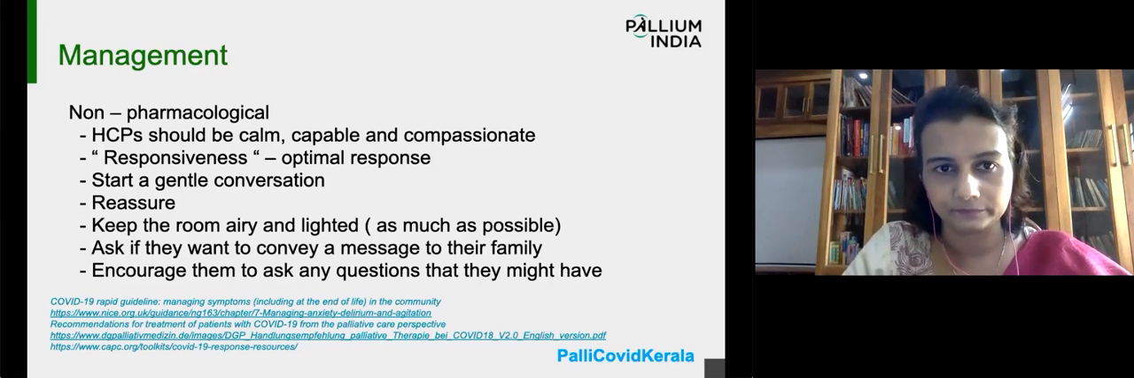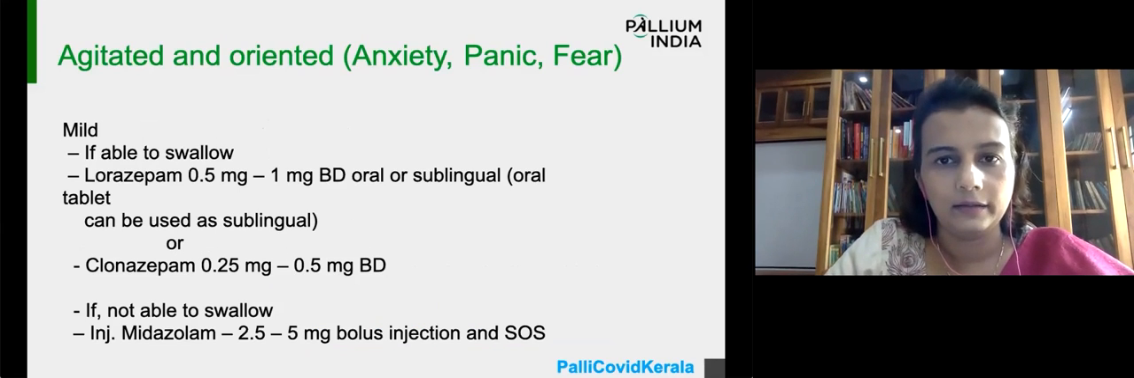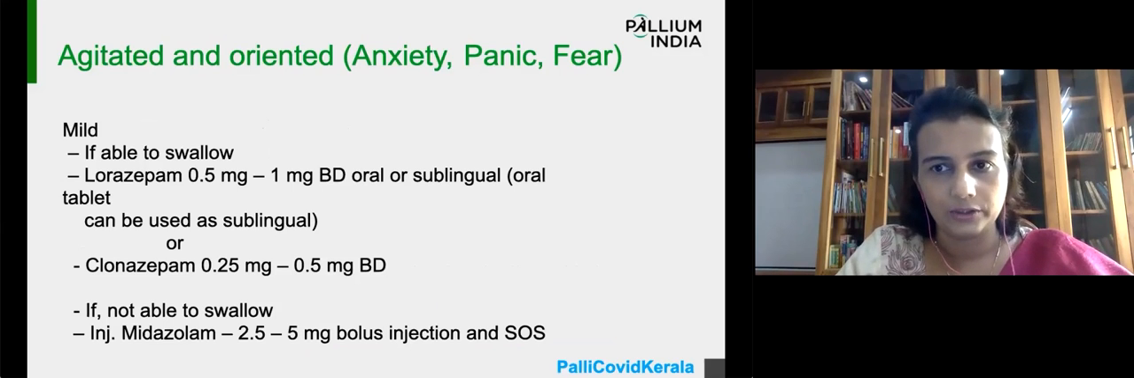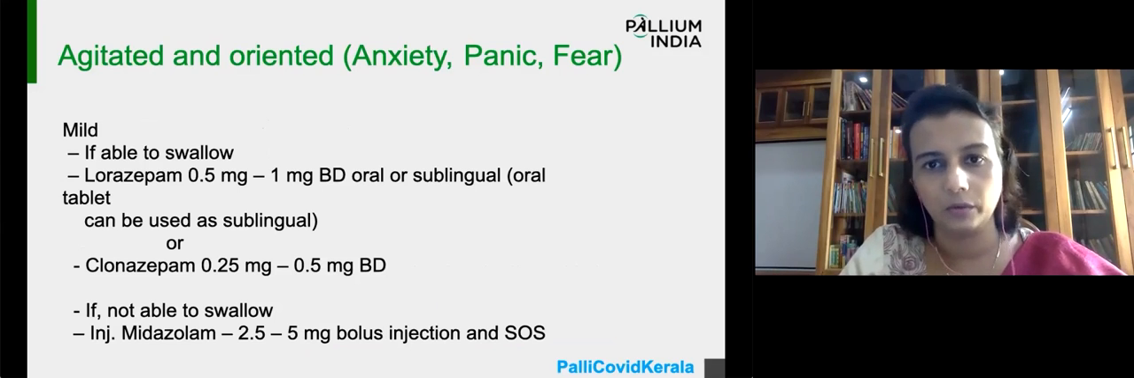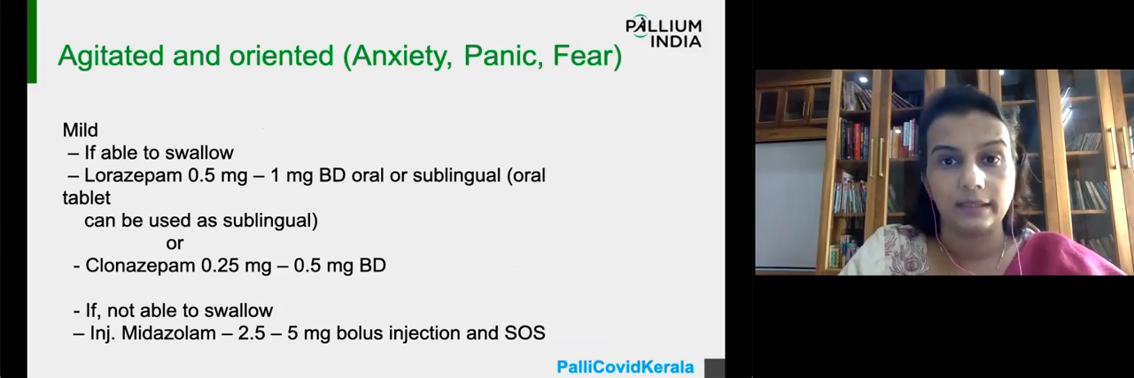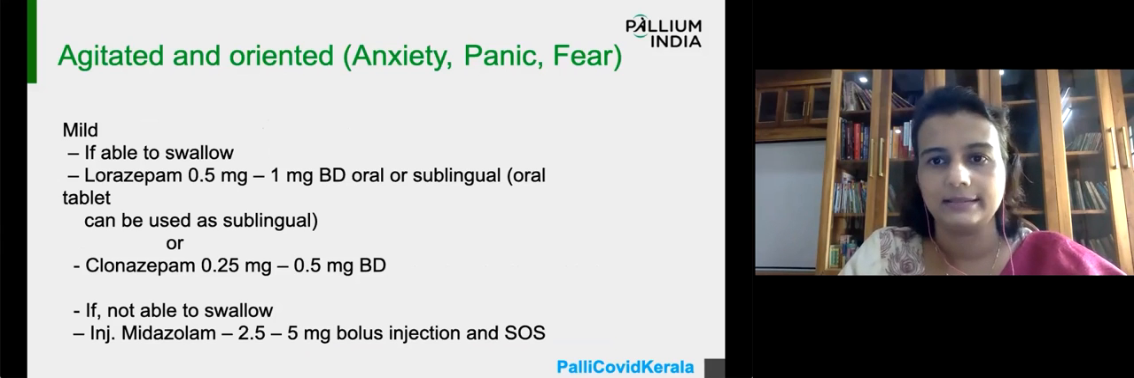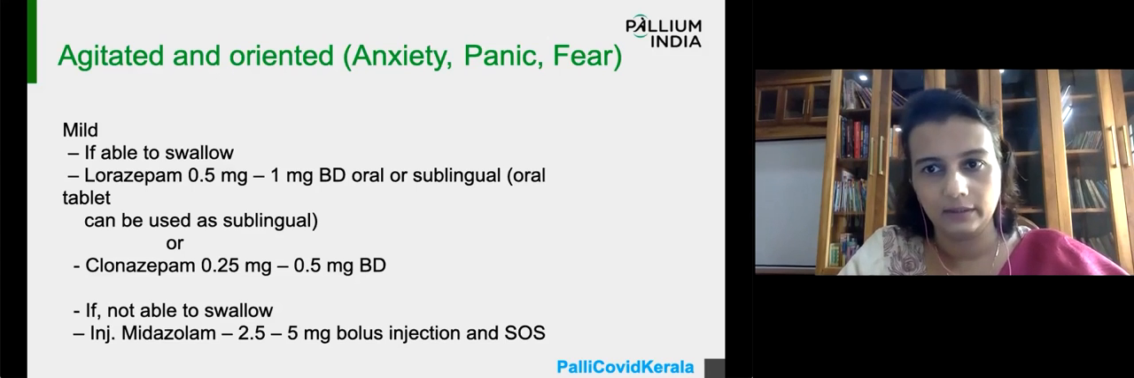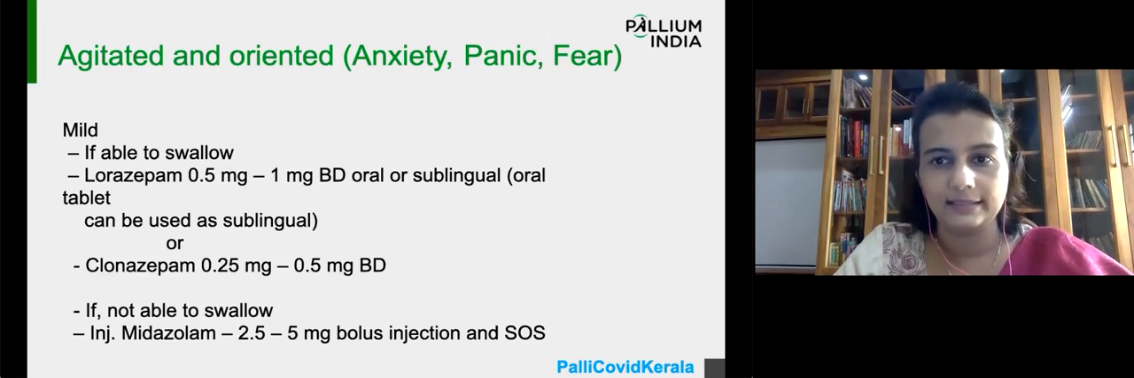Now, again, management wise, according to the algorithm, we have divided into two categories. We've got the agitated patient who's quite oriented. In those patients, just like I mentioned in breathlessness, they're very anxious, but they're still oriented. We can start with a benzodiazepine. If the patient is able to swallow, we can give lorazepam 0.5 to 1 milligram twice daily, or sublingually. The oral tablet can be given sublingually, crushed, or you can give clonazepam 0.25 to 0.5 milligram twice daily.